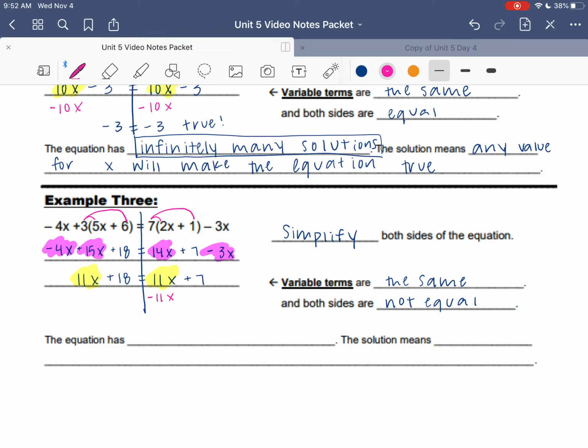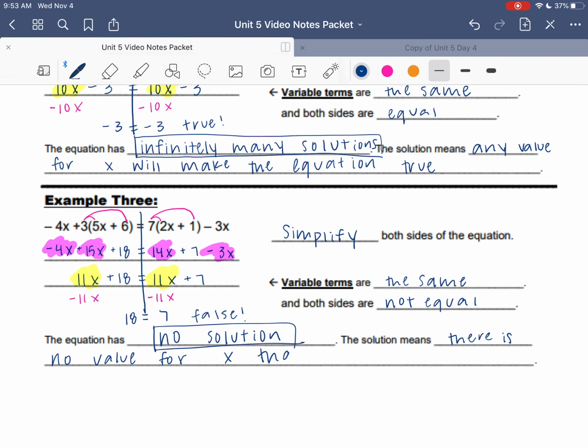I'm going to subtract 11x on both sides to try to combine those, which will leave me with 18 equals 7. And now that makes no sense, right? 18 and 7 are not equal. That is a false statement, and that's what happens when we get a no solution. Nothing is going to make that true. So we would say this equation has no solution. So that would be my actual answer to this problem, which means there is no value for x that will make the equation true.